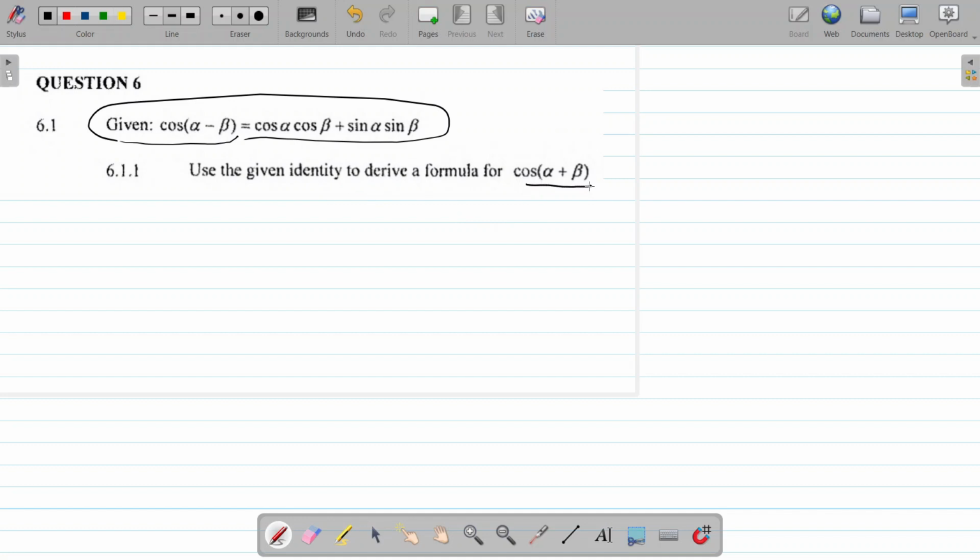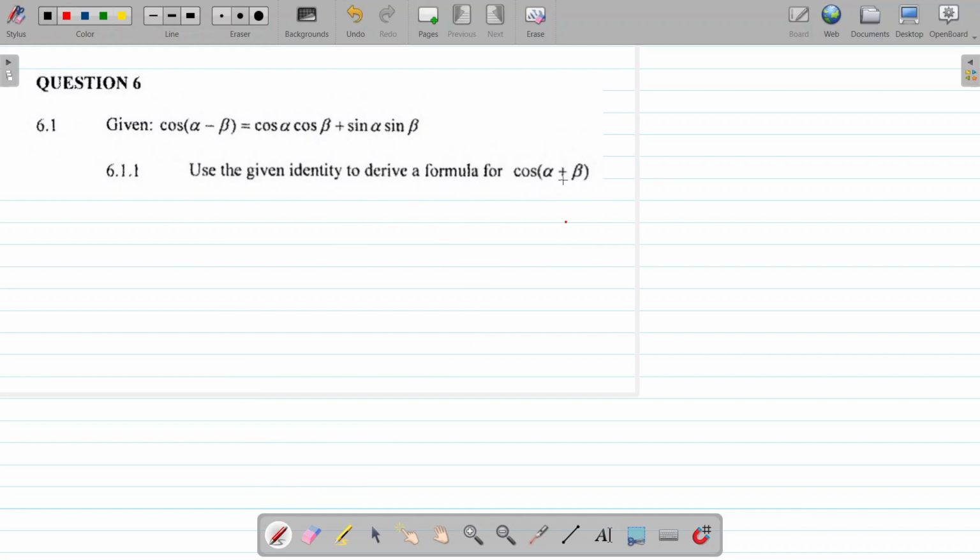of alpha plus beta. Notice that this one over here has a minus in between alpha and beta, while this one has a plus in between alpha and beta, but then both of them are within the trig ratio cos. So we must use this idea over here, cos of alpha minus beta, in order to derive this one.